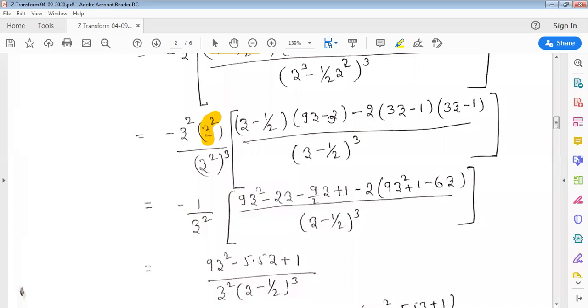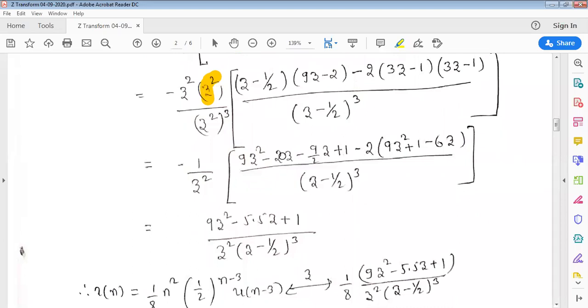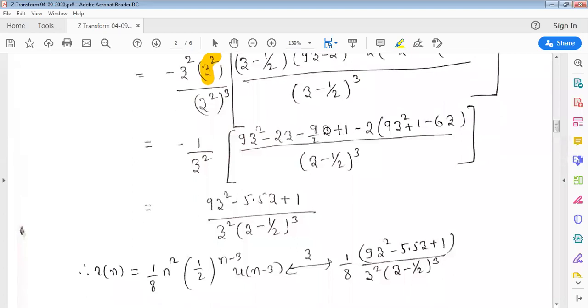Now multiply each of the terms: z into 9z square minus 2z minus 9 by 2z plus 1 by 2 into 2 is plus 1, minus 2. I retained 3z minus 1, 3z minus 1, 3z minus 1 whole square, that is 9z square minus 6z plus 1, minus 2 into 3, 6z. So add the like terms: 9z square minus 18z square, that is minus 9z square, minus into minus is plus 9z square. Next, minus 2z minus 9 by 2z and plus 12z gives me plus 5.5z, multiplied by minus 1, that gives me minus 5.5z.